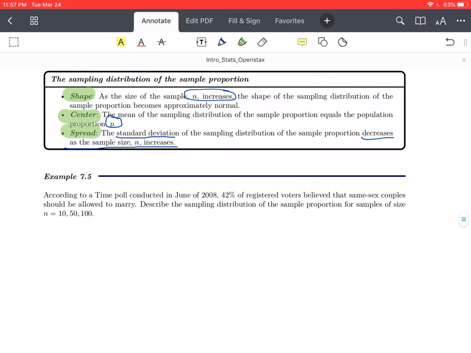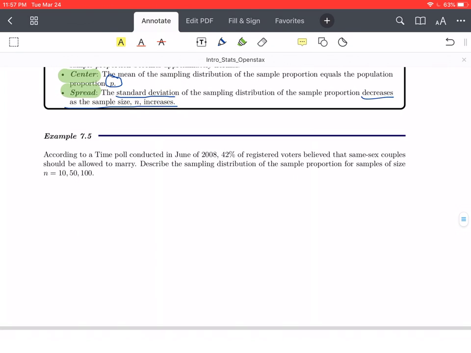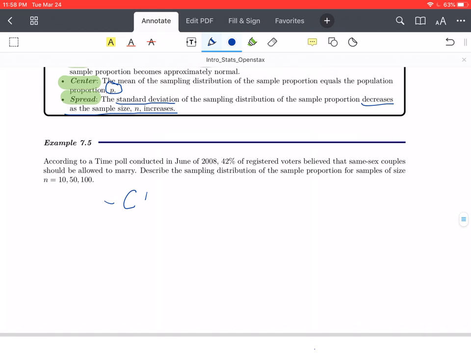So if we look at this example, according to a Time poll conducted in June 2008, 42% of registered voters believe that same-sex couples should be allowed to marry. Describe the sampling distribution of the sample proportion for the samples of size n equals 10, 50, and 100. Now, with these numbers, we really just want to look not at the numbers themselves necessarily, but more comparatively. As the sample size increases from 10 to 50 to 100 to 1,000, whatever the case may be, what is actually happening here? The first thing that's happening is the shape of the distribution is getting closer to normal.